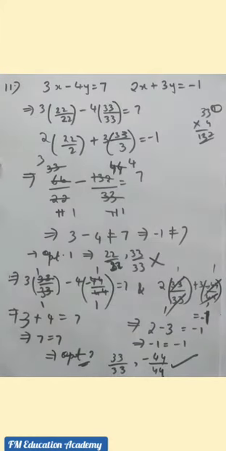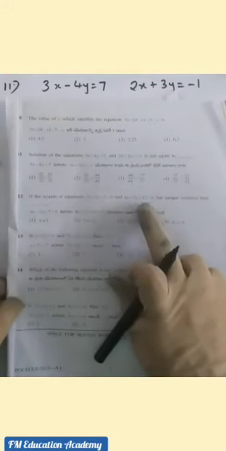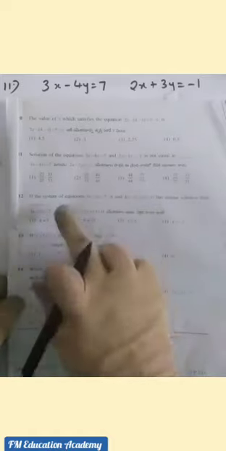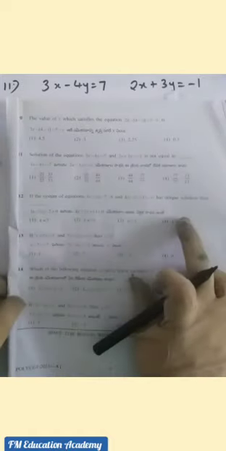Option 2. Moving on to 12th question. If the system of the equations 3x minus 2y minus 7 is equal to 0 and kx plus 2y plus 11 is equal to 0 has a unique solution, then what is the value of k it is asking?